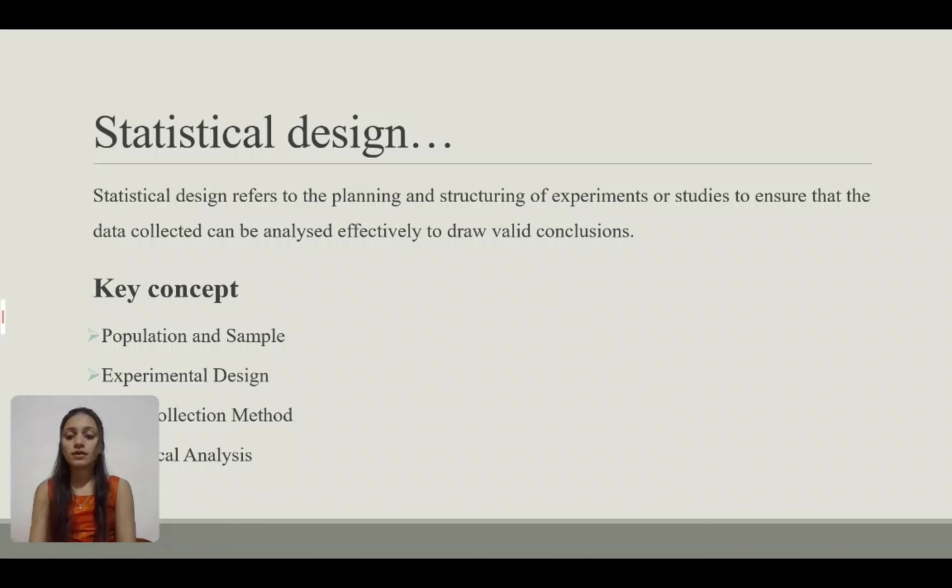The third one is data collection methods. It may be surveys, experiments, observational studies, and tests, which are common methods of data collection in statistical and experimental design. And for statistical analysis of this data, there are various statistical methods, such as t-test and ANOVA, for analyzing the data and drawing conclusions.